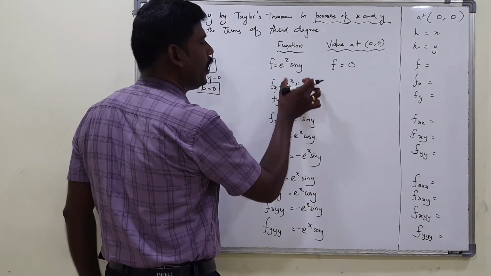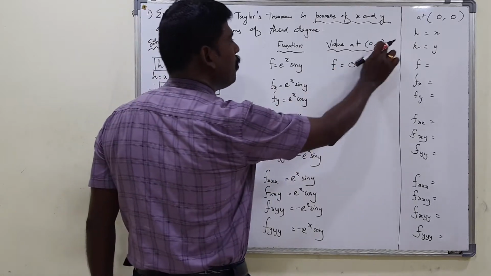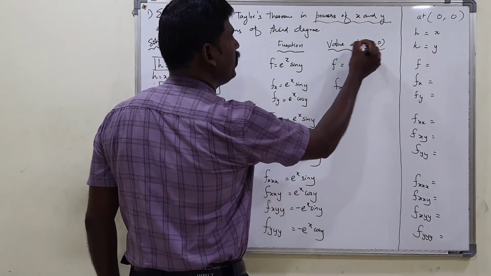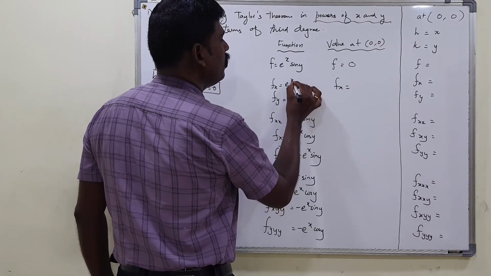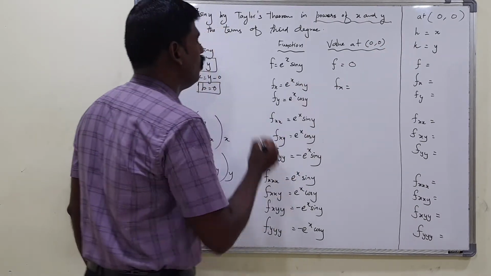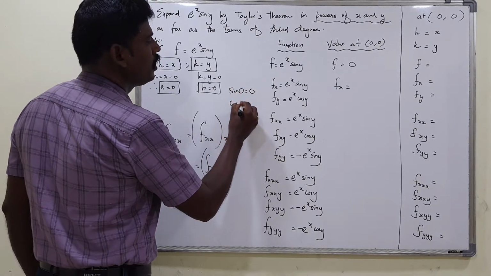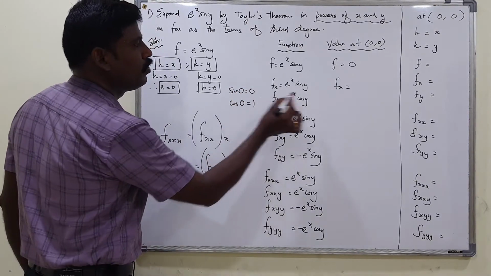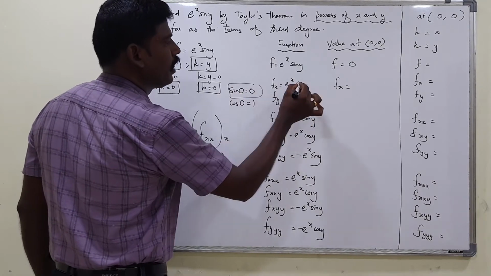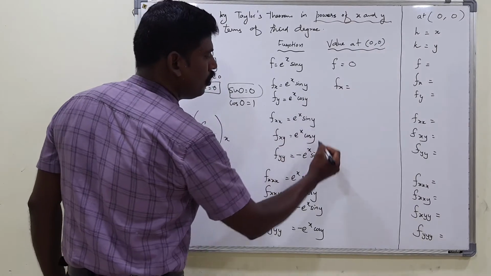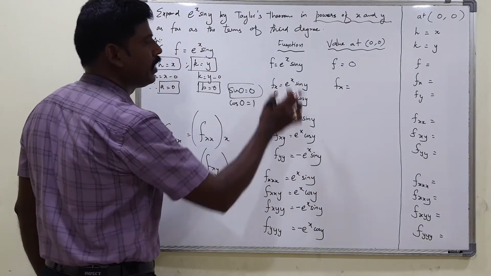Now I am going to find the value of these partial derivatives at the point 0, 0. What is fx at the point 0, 0, by putting x equal to 0 and y equal to 0? In general, sin 0 is 0, isn't it? What is cos 0? 1. So wherever you find the sine function, that will be 0. Why? By putting y equal to 0, sin y becomes 0, so the entire function will be 0.